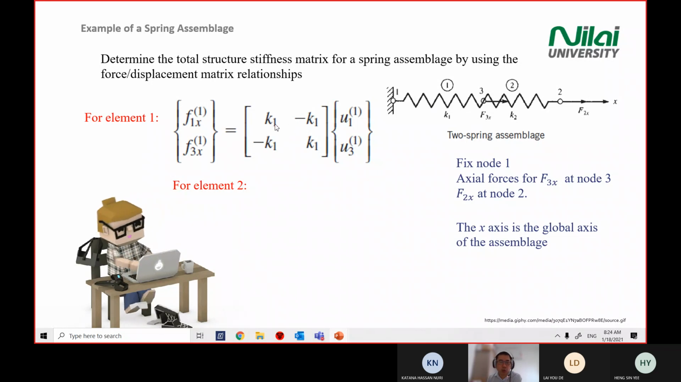And remember to number correctly. If you're referring to element 1, the stiffness matrix inside there, you should use K1. If you're referring to element 2 later on, you will see this change to 2. Okay, K1, minus K1, minus K1, K1. So this is the stiffness matrix.